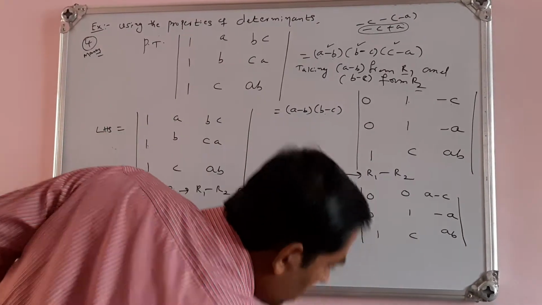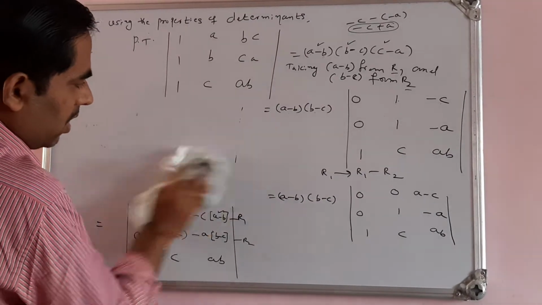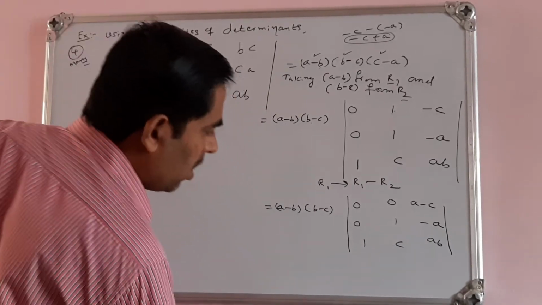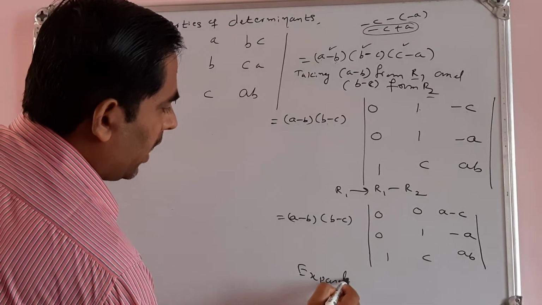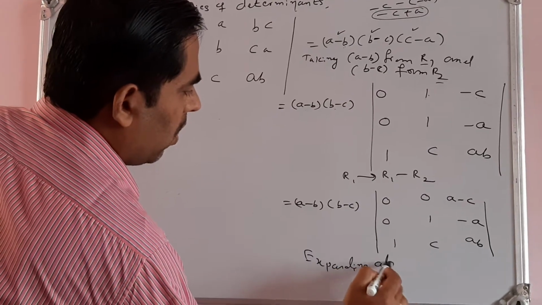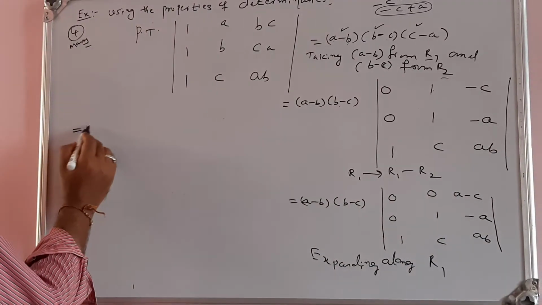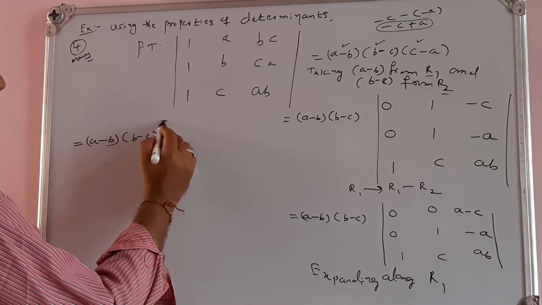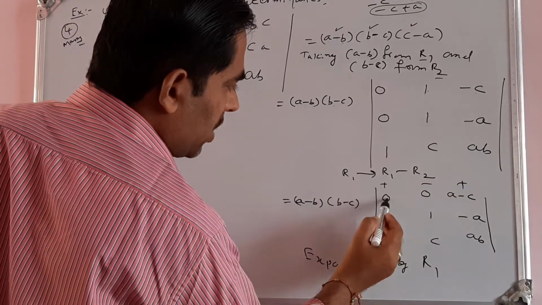Now we can expand this determinant along the first row. So let us expand that along the first row in the next step. So we can write it here. Expanding along the first row, what will I get? See, (a minus b) into (b minus c) into c. Then plus, minus, plus, here 0, 0.